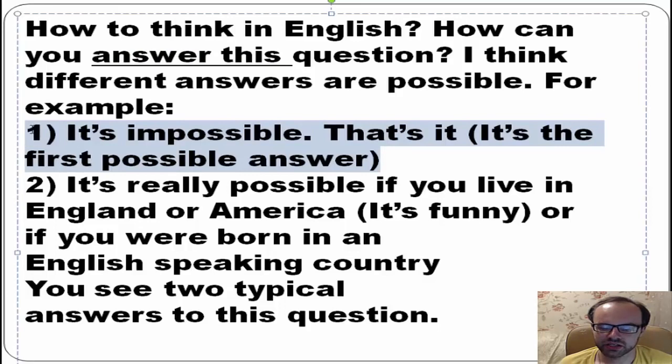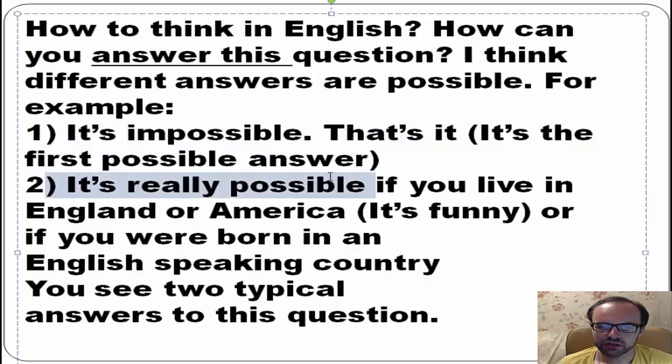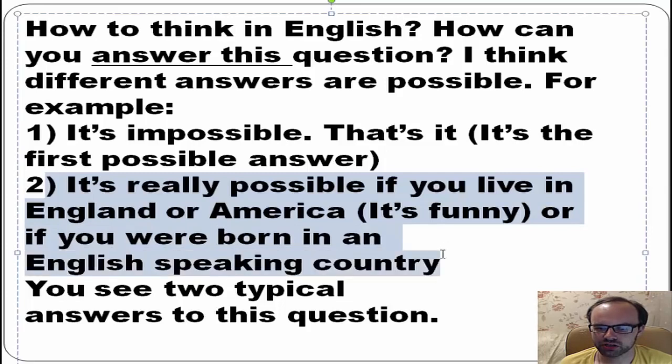So it means that some people think that it's impossible to think in English for everyone. They think that only advanced students can do it, students who have a very high level of English. And the second answer, you see: it's really possible if you live in England or America, it's funny, or if you were born in an English-speaking country.